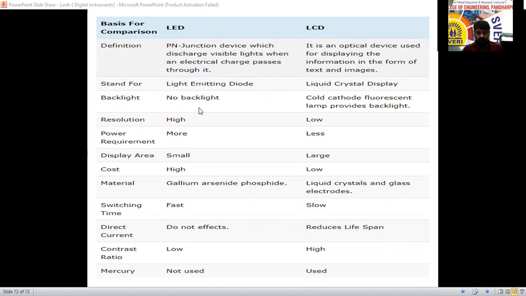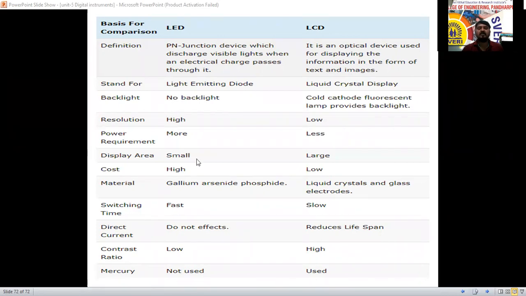No backlight is required for the LED, but for the LCD, it is transparent. For that reason, a cold cathode ray, that is a fluorescent lamp, is provided as backlight to give light visibility. So backlight is provided for the LCD. Resolution is very high for the LED, but for the LCD it is low. The power requirement for the LED is high because it has to break down the PN junction, so the power required is more. For the LCD, power required is less.